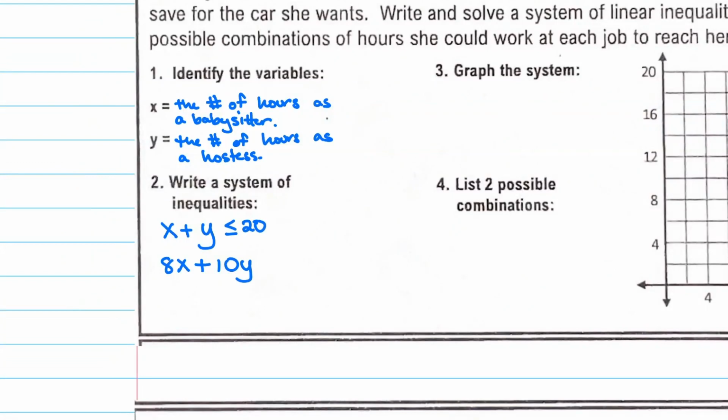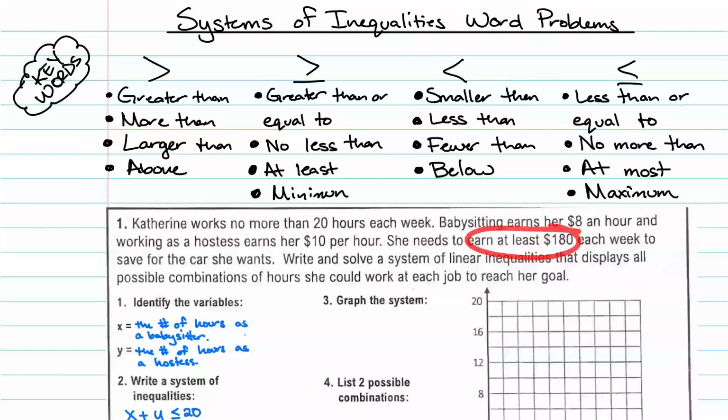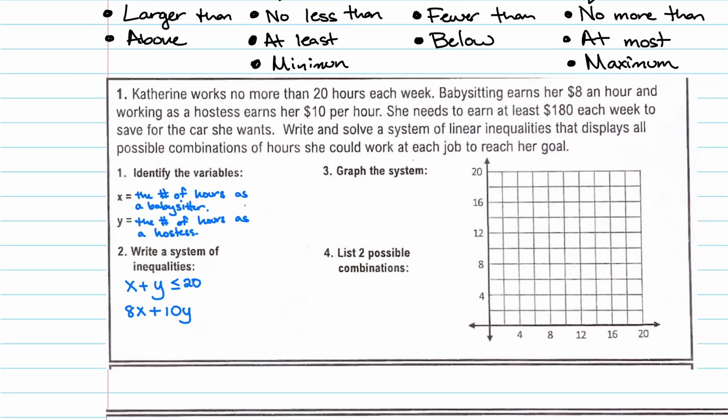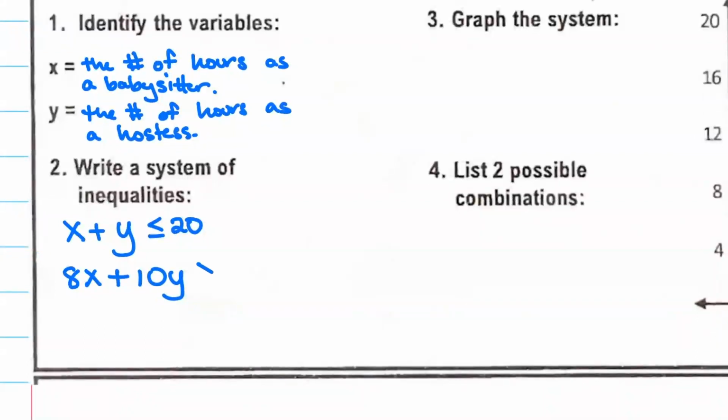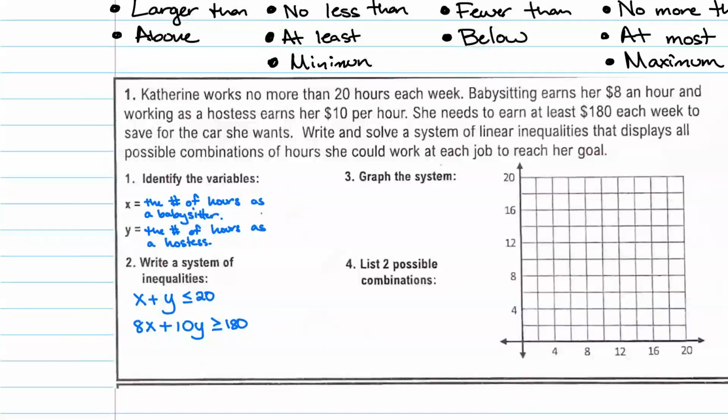And in this case, they said that she wanted to earn at least $180. When they say at least 180, that's this word at least, which means I'm going to be using the greater than or equal to symbol. I want this money to be at least 180. Okay, so we did the hard part. We set up our variables and we set up our inequalities. The next thing I need to do is graph the system.